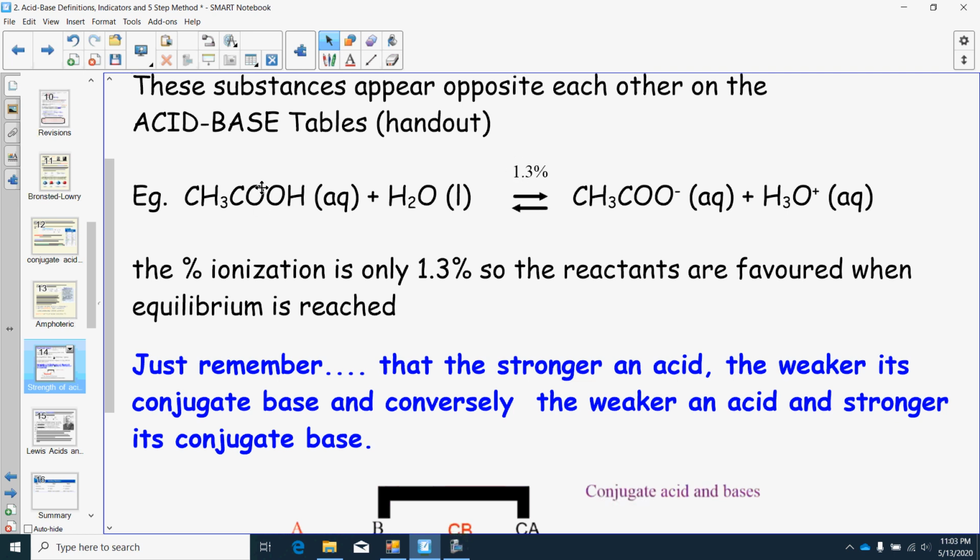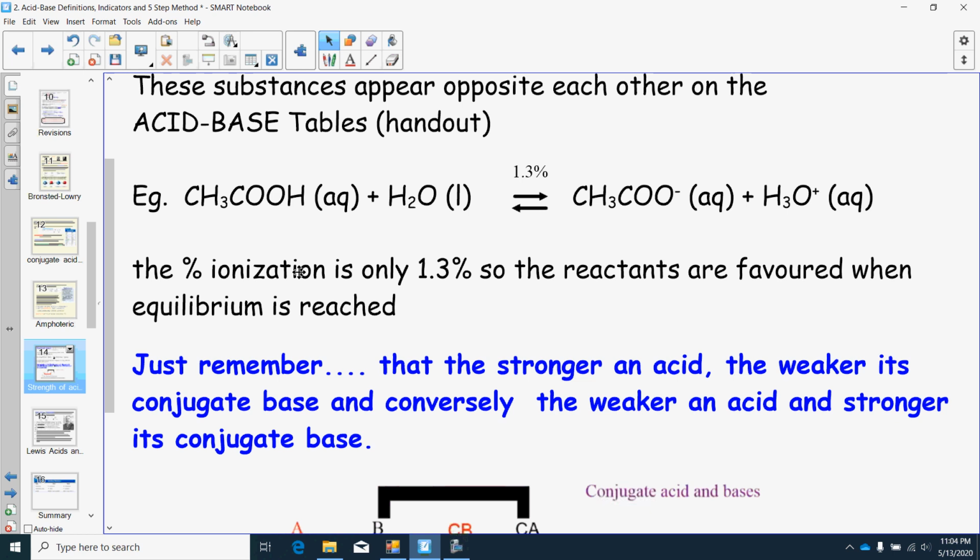We know this is really, really weak. Okay? So because it's 1.3, even though it's really weak, it means it's not ionizing very much. So we're favoring the reactants big time. The percent ionization is only 1.3, so the reactants are favored when equilibrium is reached. Just remember that the stronger an acid, the weaker its conjugate base. And conversely, the weaker an acid, the stronger its conjugate base.